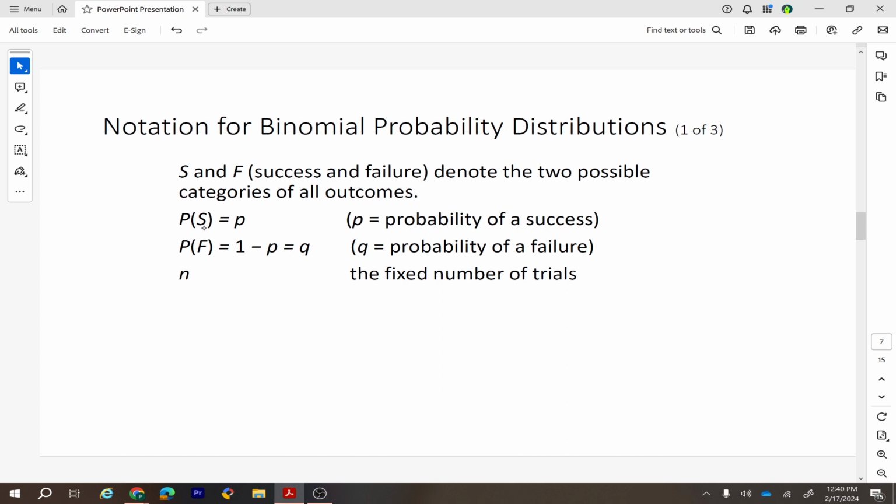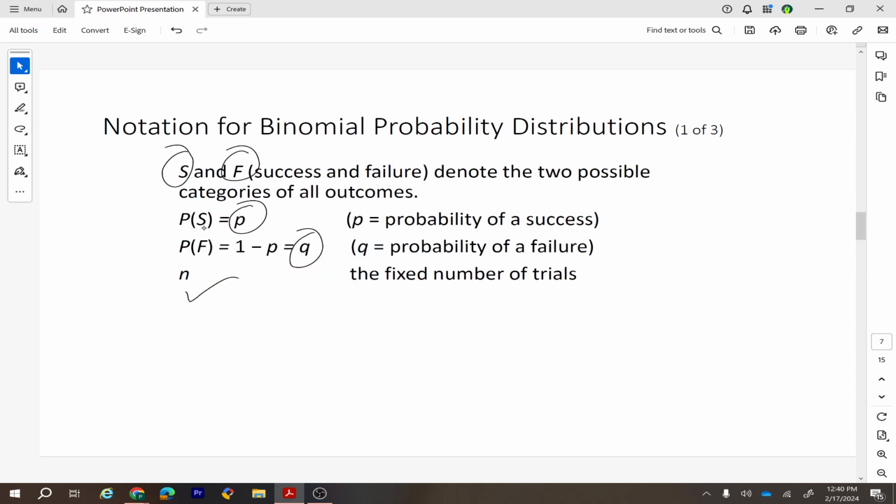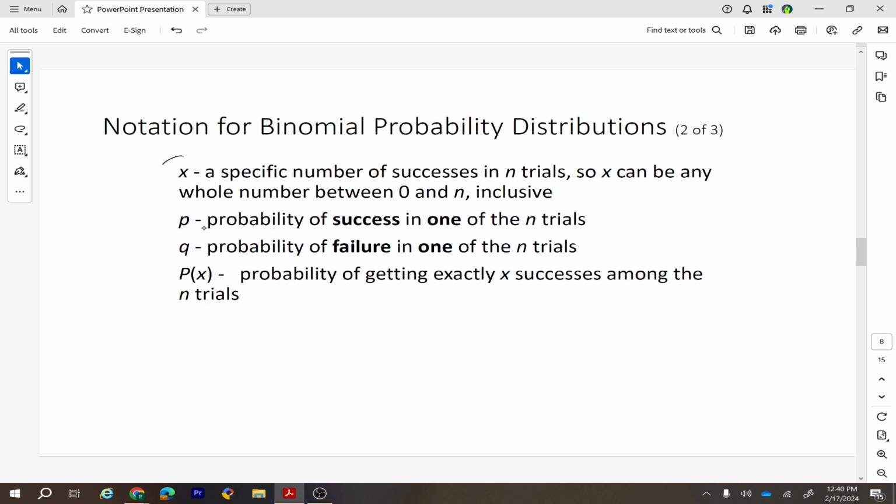So these are the notations we're going to use. Let's assume that S stands for success and F stands for failure of any outcome we are looking for. The probability of success is a small p, and the probability of failure, the complement of success, is a small q. Let small n represent the total fixed number of trials. For the binomial probability distribution, we use a variable x, a specific number of successes in n trials. So x can be any whole number between 0 and n.